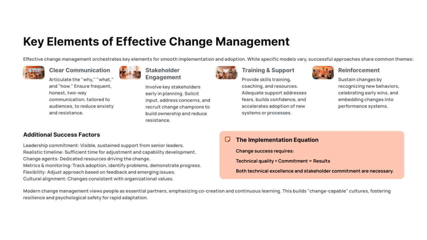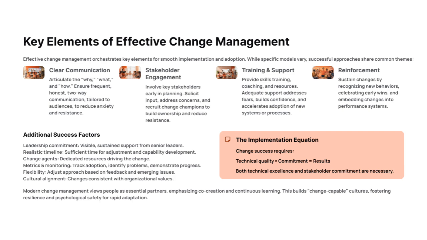Cultural alignment is another vital factor, making sure any changes are consistent with the organization's values. And to sustain these changes, it's important to recognize new behaviors, celebrate early wins, and embed the changes into performance systems. Reinforcement plays a big role here, offering skills, training, coaching, and resources to support people. This kind of support addresses fears, builds confidence, and helps speed up the adoption of new systems or processes.